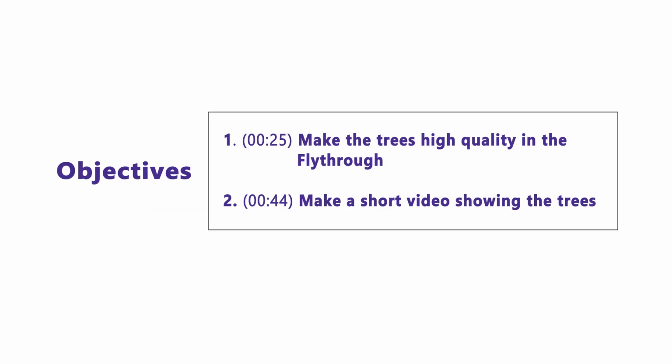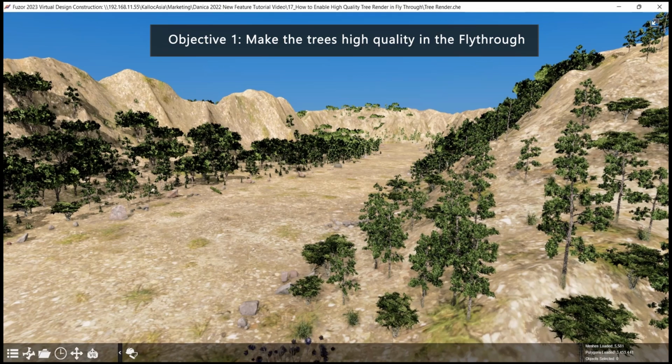So the first objective of this video is to make the trees high quality in Flythrough, and second is to make a short video showing the trees. So for the first objective, let's make the trees high quality.